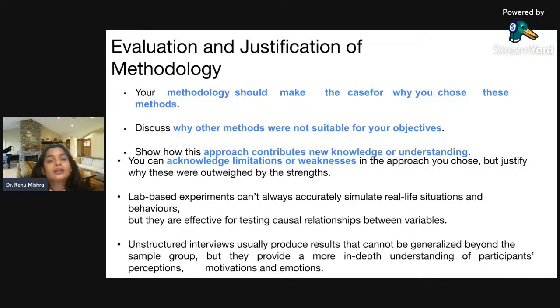Now, on your screen you must be seeing the last point: unstructured interviews. Unstructured interviews are basically those interviews which do not have the same questions for all the respondents.